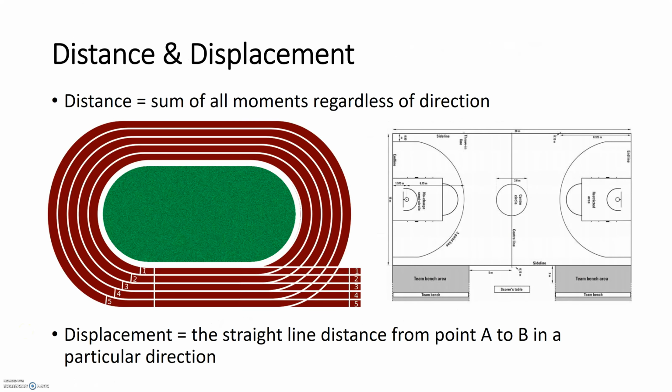So distance and displacement. Distance is the sum of all movements regardless of direction, and displacement is the straight line distance from point A to B in a particular direction. So if a body starts and finishes at the same place, the displacement is always zero, even though the round trip distance could be greater. For example, a shuttle run. This shows that if you change direction and finish at the same place you started, then the displacement and distance will not be the same.